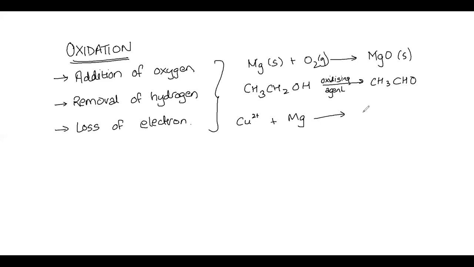Okay, so now after this we get, clearly we have magnesium, but now it has become 2 plus, therefore it has lost 2 electrons. So this is also oxidation. Okay, so these are the three types of reactions explaining every condition. So I hope oxidation is clear.